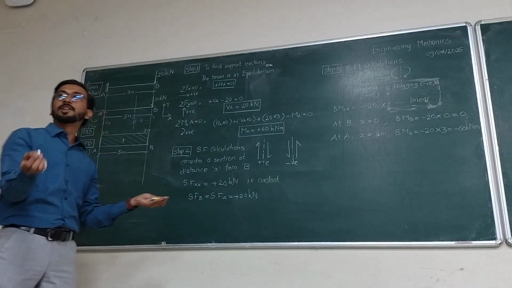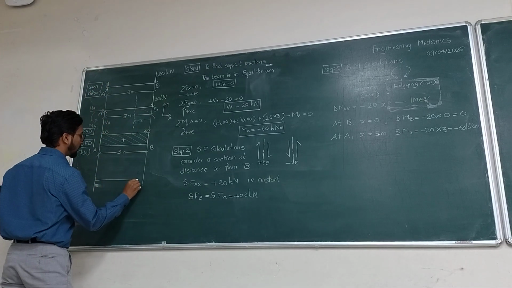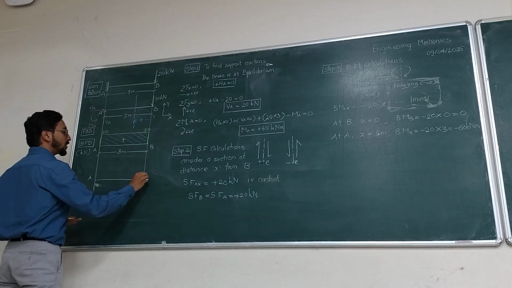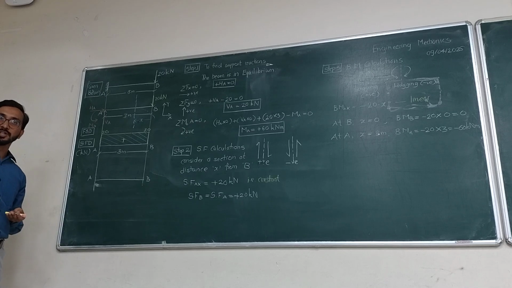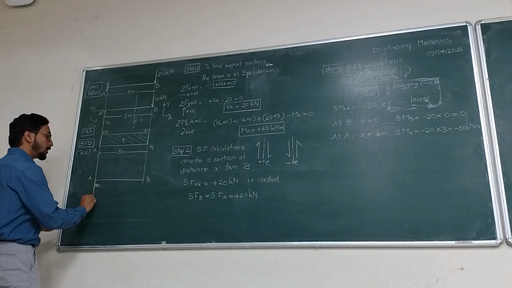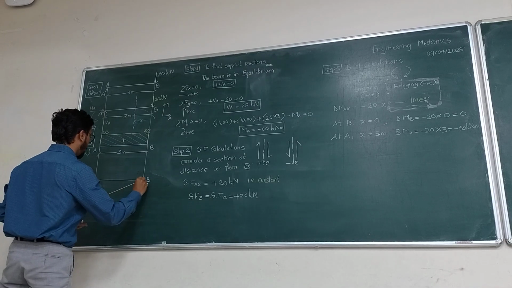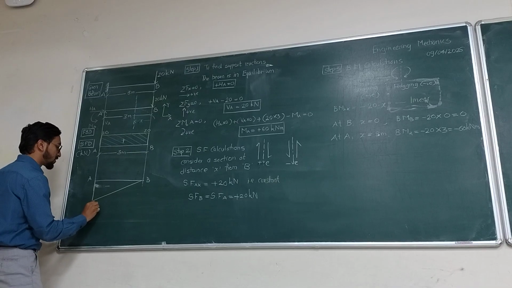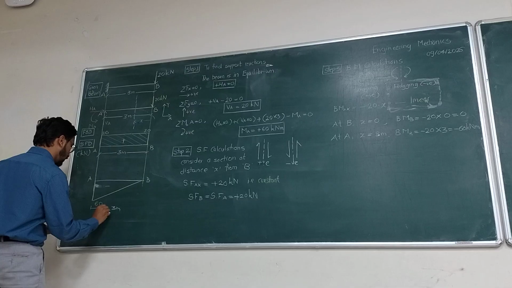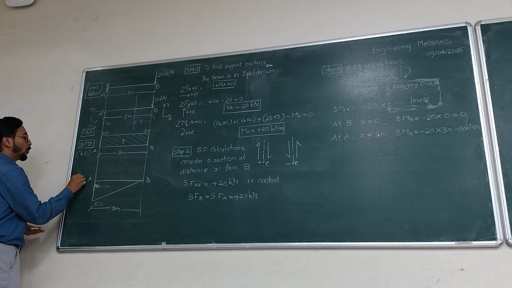You have got all the values. Just draw the BMD. Done. So the BMD is, this is your A, this is your B. What is the value at B? 0. What is the value at A? Minus 60, so I will draw it downwards. What is the variation? Linear. Negative 60. This is your 3 meter distance. This is your BMD. What is the unit of BMD?